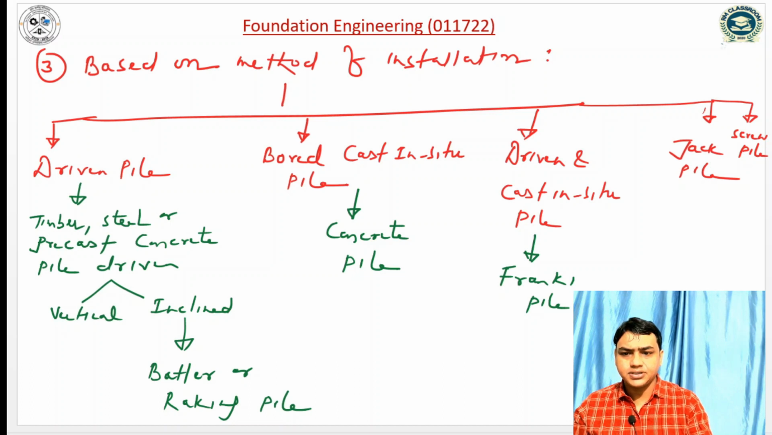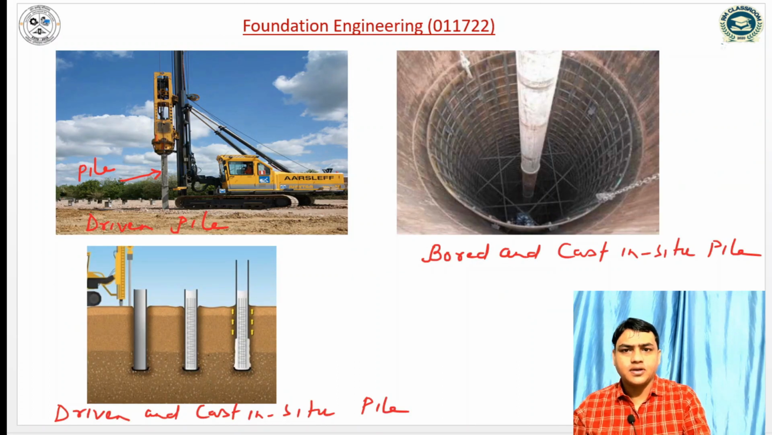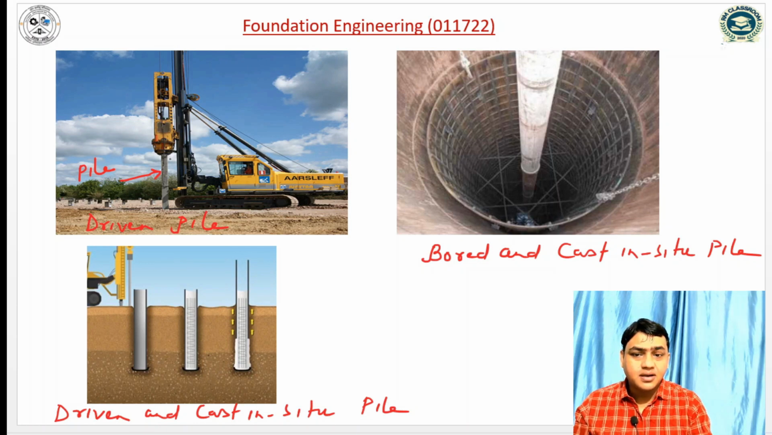The next one, we can see that the example of this is the driven pile, and this is the bored and cast in situ pile. The hole is made, and then concrete is filled into the hole to prepare the pile. And we can see the driven and cast in situ pile: the caisson is installed into the ground, and then concrete is filled. Such type of pile is called driven and cast in situ pile.